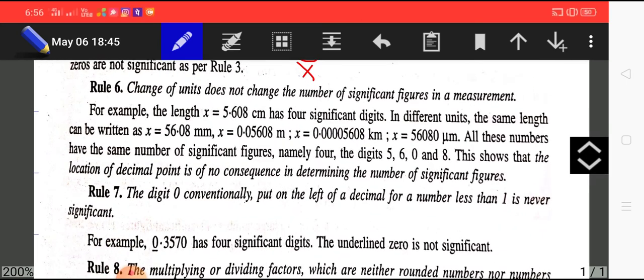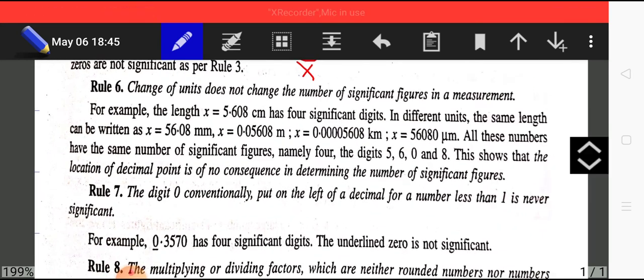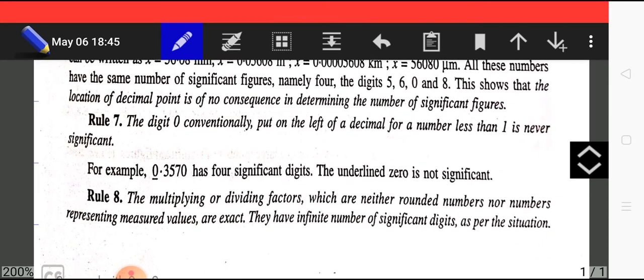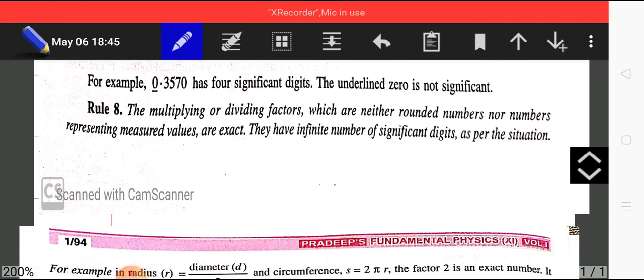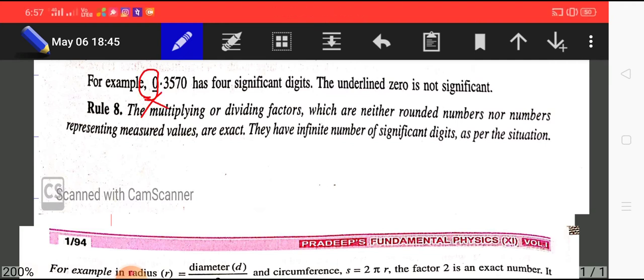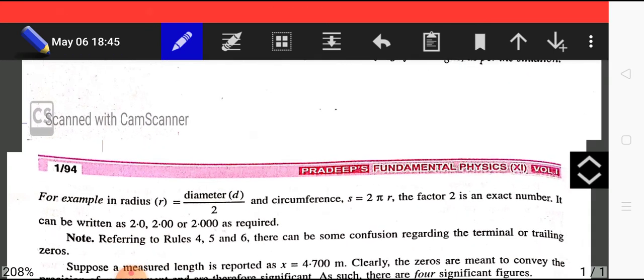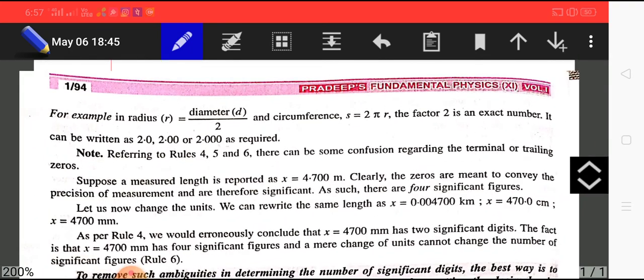Change of unit does not change the number of significant figures in the measurement. The digit 0 conventionally put on the left of a decimal for a number less than 1 is never significant. So 0.3570 has 4 significant figures. This 0 before the point is not significant. Multiplying or dividing factors which are neither rounded numbers nor numbers representing measured values are exact and have an infinite number of significant figures, and we can take them up to as much accuracy as we want, like 2.0, 2.00, 2.000 have 2, 3 and 4 significant figures, or there can be more.